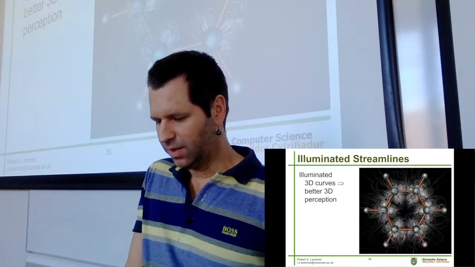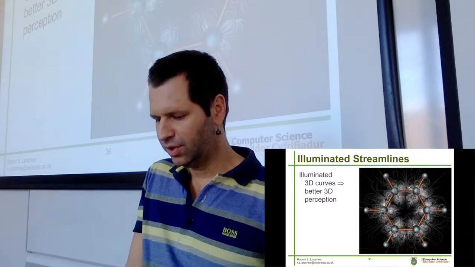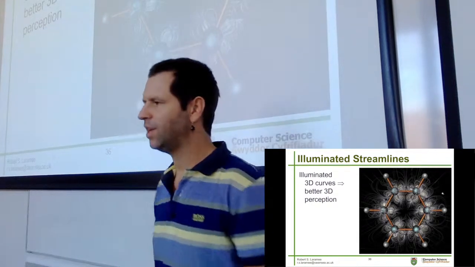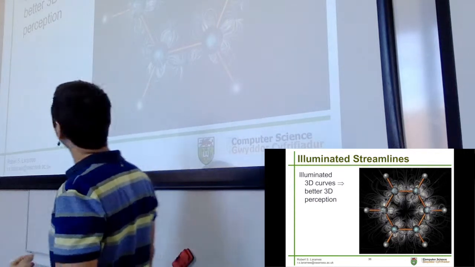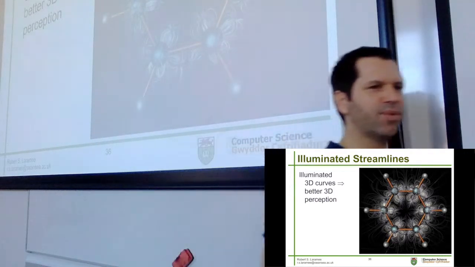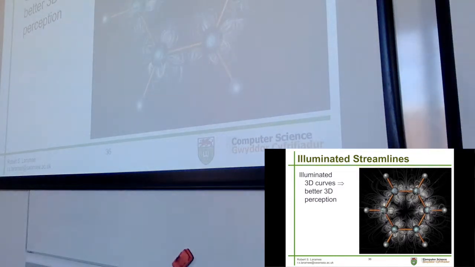These are streamlines with special lighting and shading. They're treated as if they were emitting light. So they're called illuminated streamlines, and they help the perception of depth in 3 dimensions.